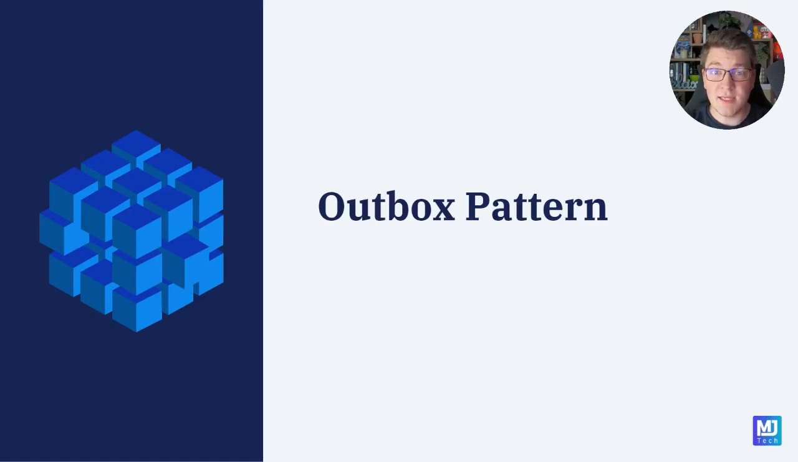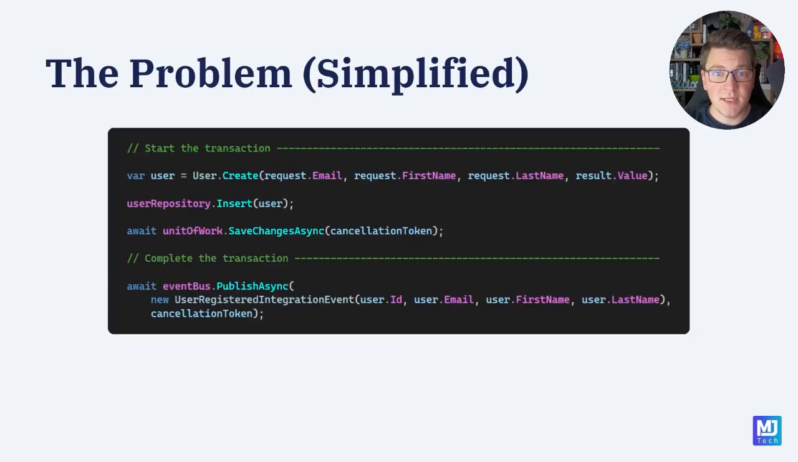Welcome to the next lesson in this chapter, where we are going to implement the outbox pattern. And let's start by explaining what problem the outbox pattern solves using a simplified example. In this code snippet, you can see a use case of creating a new user in our system, inserting that user into the database, and then persisting these changes using the unit of work.